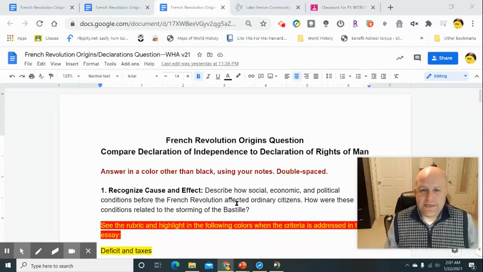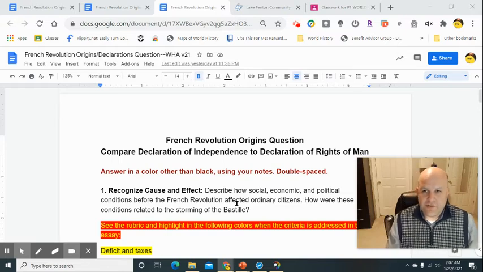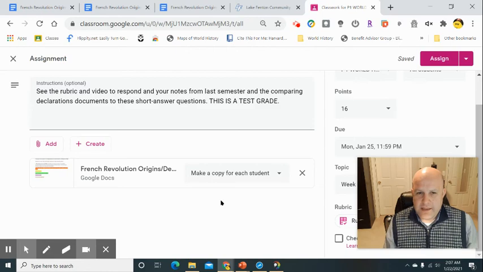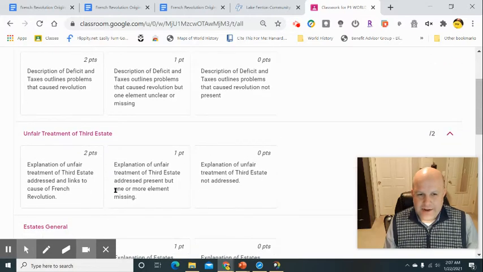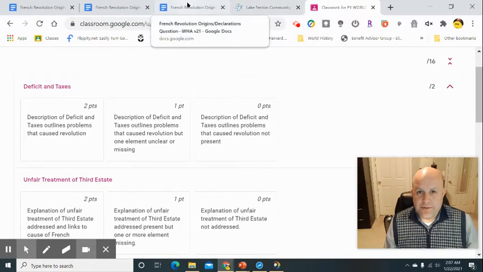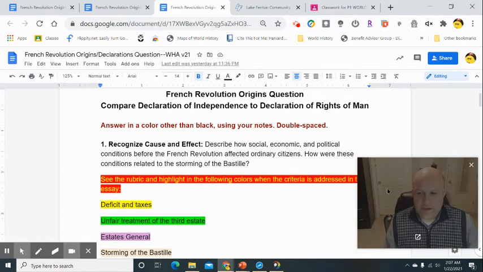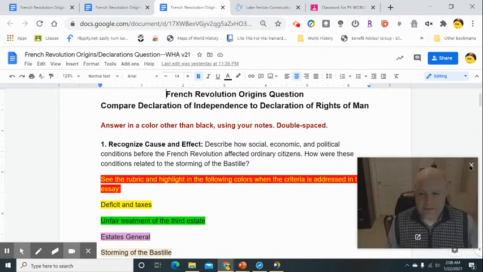I want to take the opportunity here to explain and dissect the French Revolution test grade questions. If you look at the rubric, it breaks things down by category, and that's what you're going to do with these particular questions. The first one, you had attached last semester if you started it, but if you didn't, we still need to look at it.